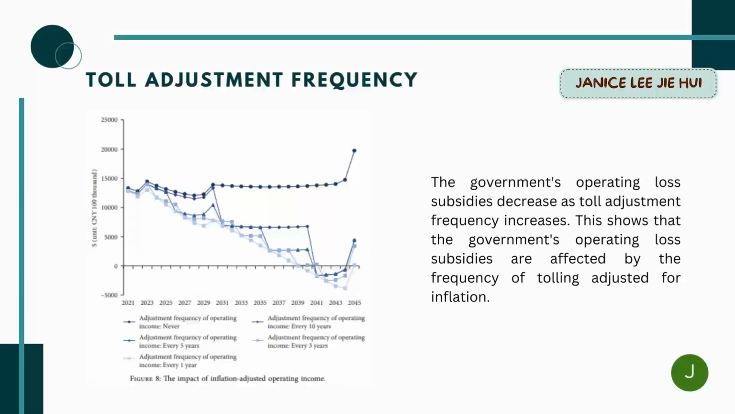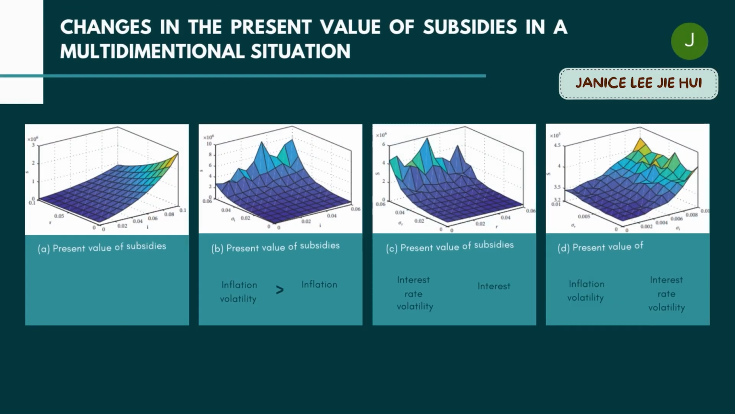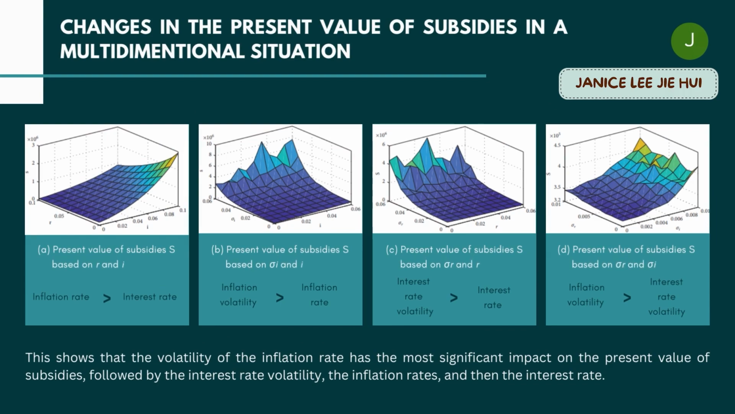Based on figure 8, the government's operating loss subsidies decrease as toll adjustment frequency increases. This shows that the government's operating loss subsidies are affected by the frequency of tolling adjusted for inflation. Attached figures show the present value of subsidies as based on R, I, sigma I, and sigma R, where R is the interest rate, I is the inflation rate, sigma R is the interest rate volatility, and sigma I is the inflation volatility.